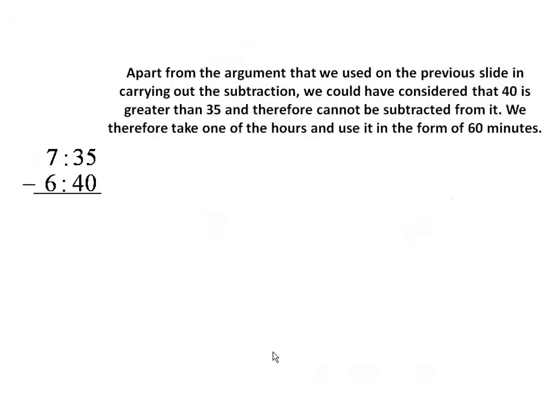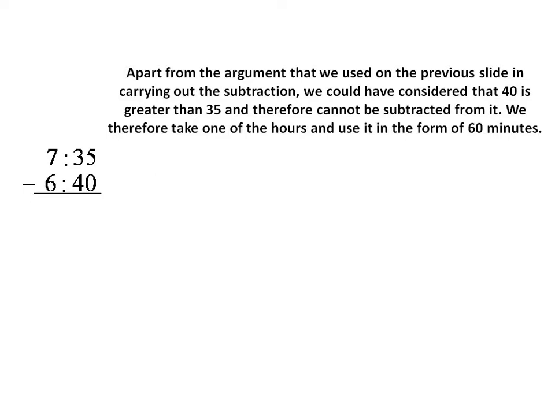There we have another take, and the one that we said we will take a second look at. Now we are taking a third look at it. Apart from the argument that we used on the previous slide, which is we are measuring against the hour. So 40 to the hour is 20, and then 35 from the hour is 35. 20 plus 35 is 55.